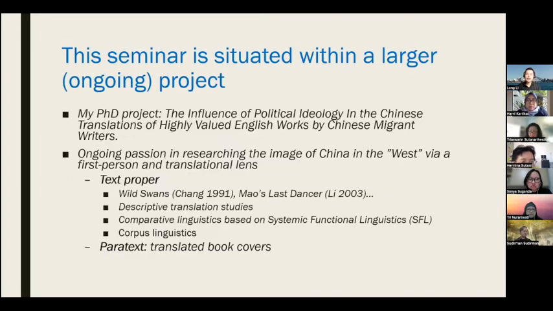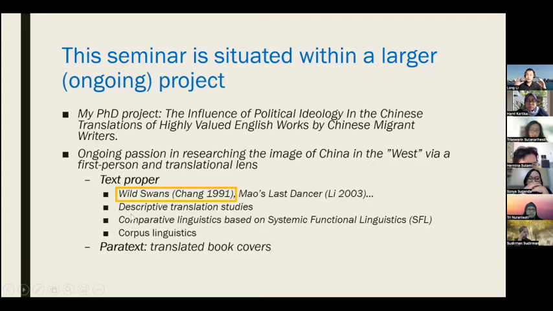So I would like to start by mentioning that today's seminar is part of a larger ongoing project. Essentially, it is based on my PhD project, which I completed at the Department of Linguistics at Macquarie University in Sydney. It's about the influence of political ideology in the Chinese translations of highly valued English works by Chinese migrant writers. But because of my ongoing passion in researching the image of China in the West, especially through the writing and the translations of works by Chinese writers or Chinese migrant writers, I have an ongoing plan to develop this project further.